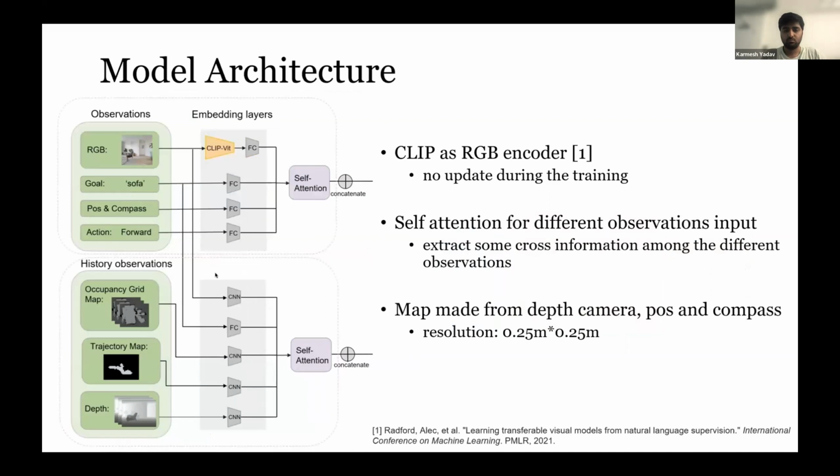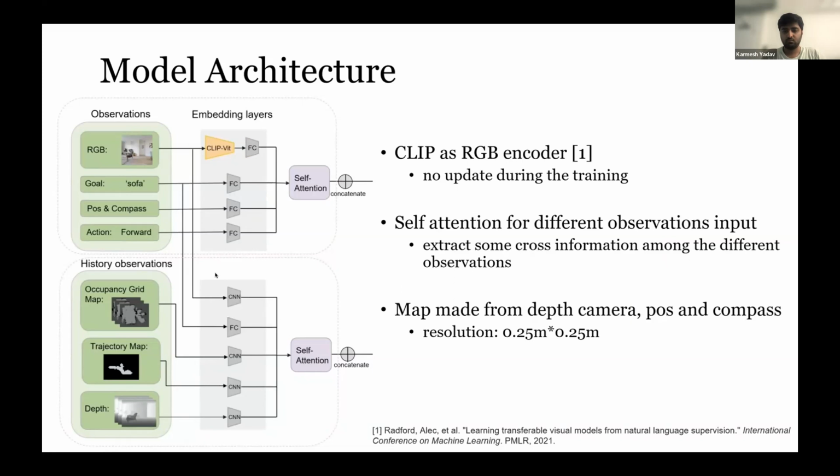We use the pre-trained CLIP ViT encoder to encode images into features, and the weight of this part will be fixed during training. In each step, the image feature, one hot Go, one hot action, and the normalized position yaw will be passed to fully connected layers separately. And then their outputs are fed into a multi-head self-attention block. This is designed to extract some cross-information among different observations. Then the outputs will be concatenated together.